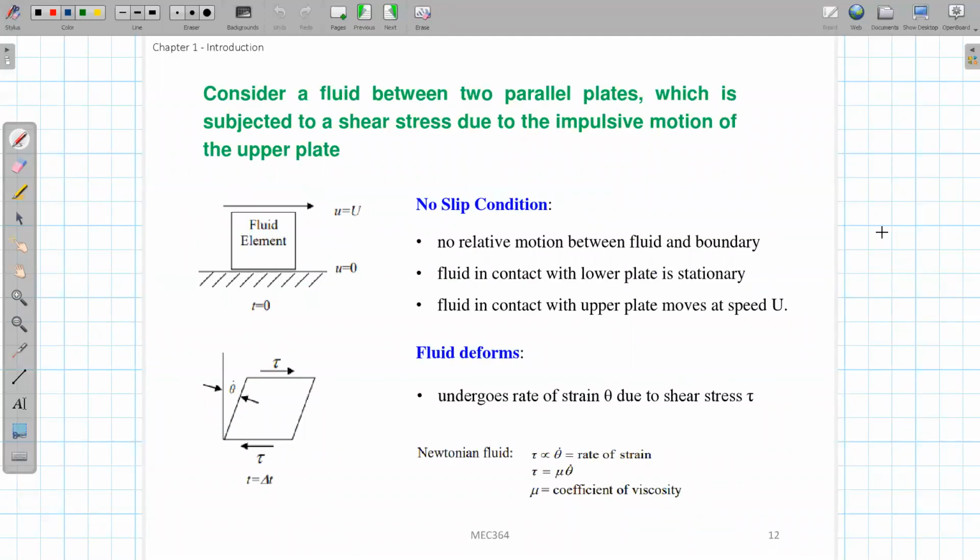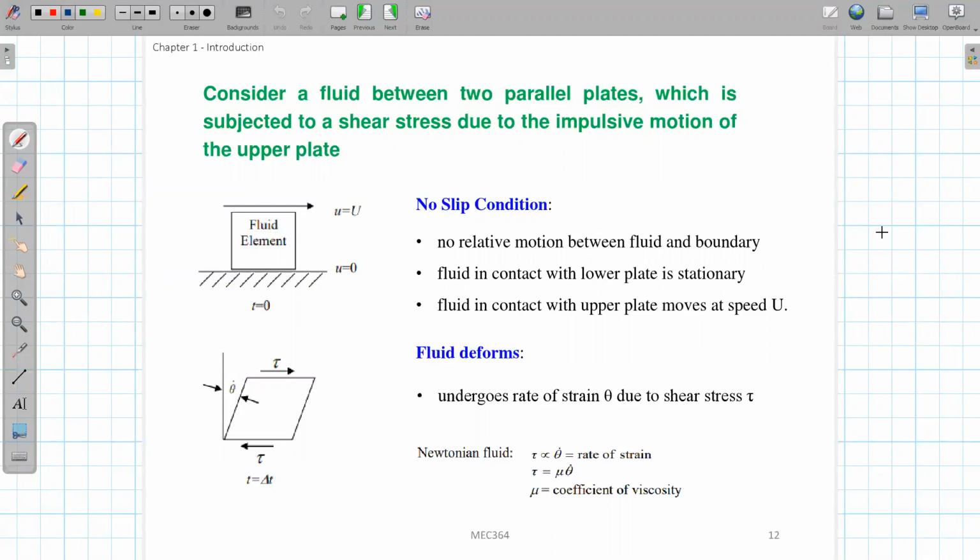And so an example is here. Consider that you have two plates, and you have fluid in the middle. Suddenly, on the top plate, you give it a velocity. So what will happen to the fluid? One observation from the experiments we have is that there is no relative motion between the fluid and the boundary. What does that mean?